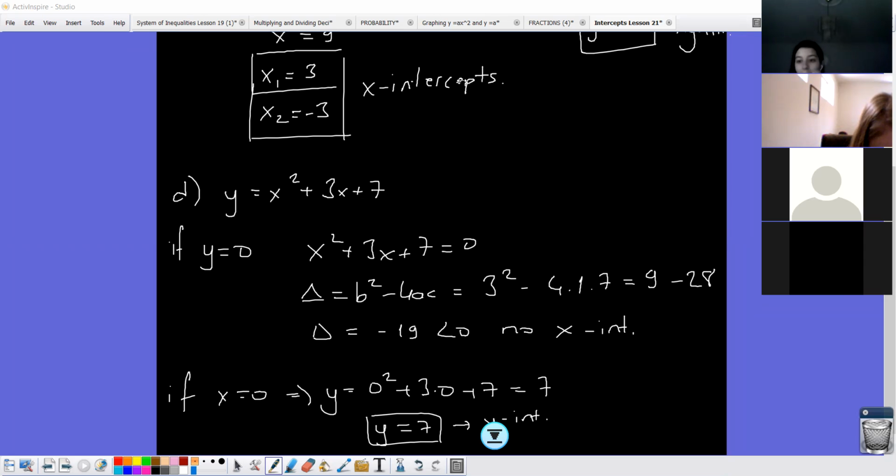Some more examples of what we have. But teacher, that is not hard. Yeah, intercepts are not hard.